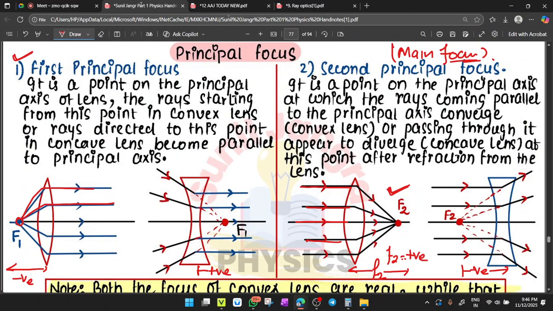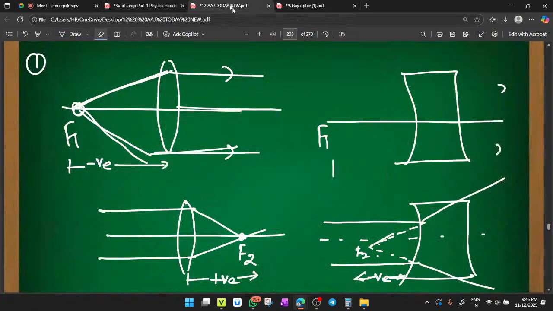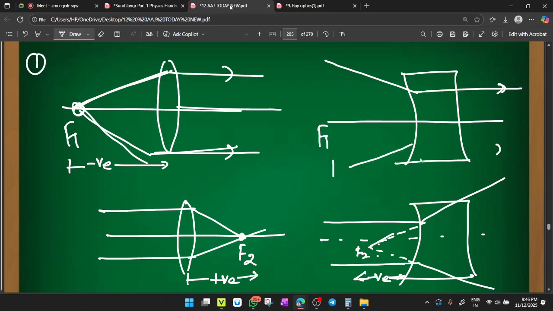Yes. After the reflection they have to be parallel. Yes. Okay, so they are getting parallel. So virtually they have to meet at some point. So this is called your what? First principal focus, F1. Clear?